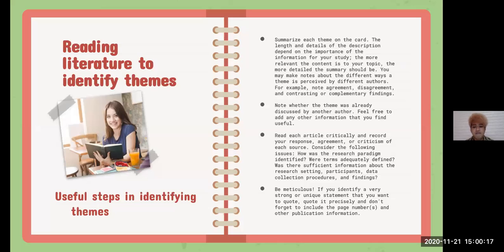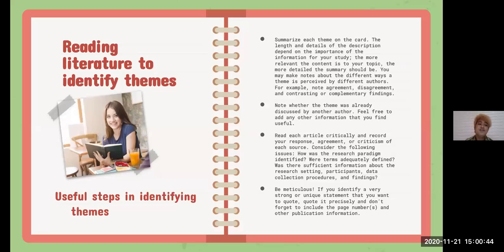If you identify a very strong or unique statement that you want to quote it precisely and don't forget to include the page numbers and other publication information. Napagalitan ako before when I was writing. Kasi lahat na lang daw doon kinote ko. Sabi, Ferdy, hindi naman lahat i-quote. Sabi, kasi ang ganda kasi ma'am. Parang I don't feel like editing it or paraphrasing it. Sabi, no. Just quote the most striking parts.